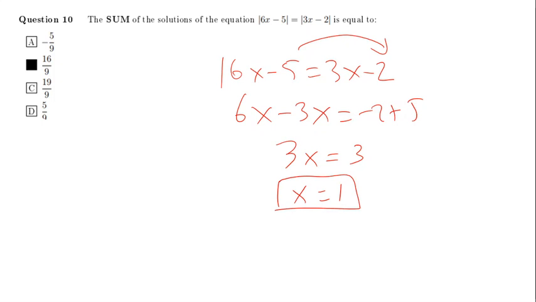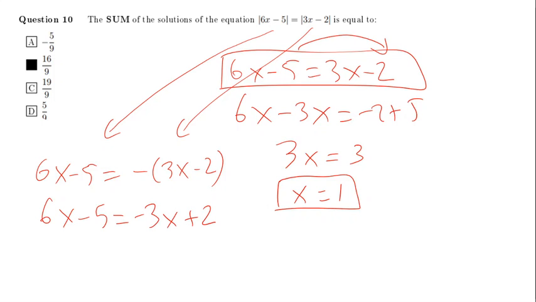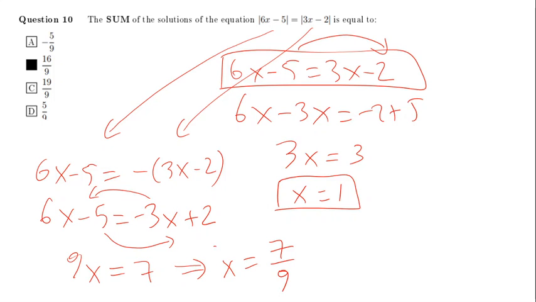This is one solution coming from here. But the other solution will be 6x minus 5 equal to minus (3x minus 2). So this is 6x minus 5 is equal to minus 3x plus 2. Send this one to the other side. It will be 9x here, and you will get 7 here. Now, x will be 7 over 9. So we have two solutions.